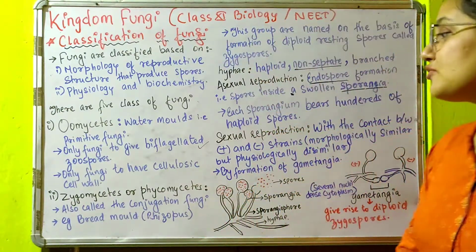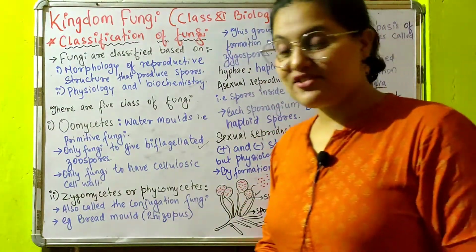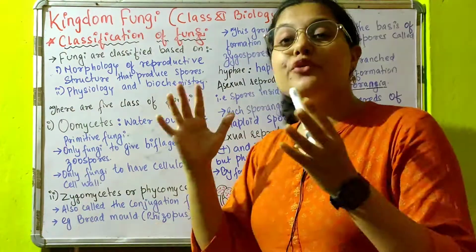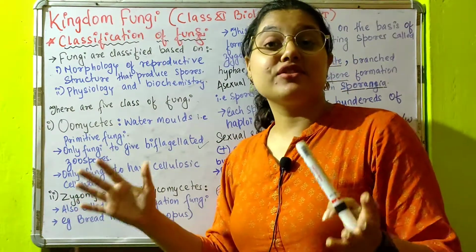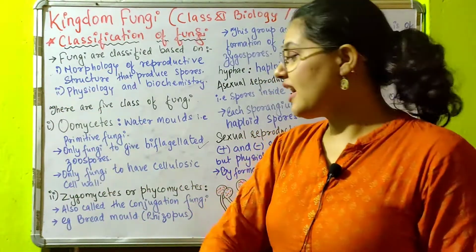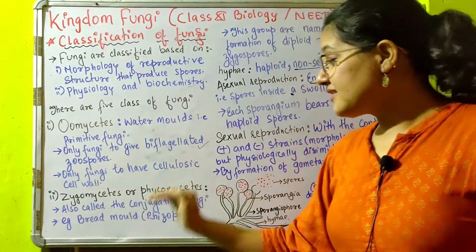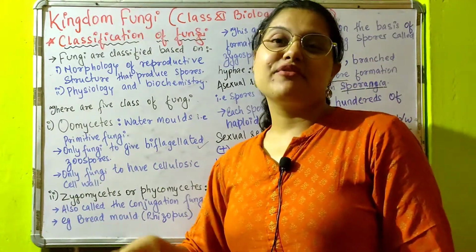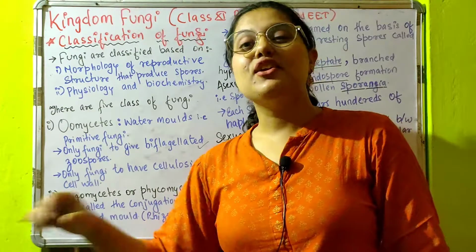Coming to the next, that is Zygomycetes or Phycomycetes, children. They are also called conjugation fungi. Which fungi is known as conjugation fungi? That is Phycomycetes or Zygomycetes. The example of this kind of fungi is the bread mold or Rhizopus, and this is the basic example that we have been studying since very lower classes.